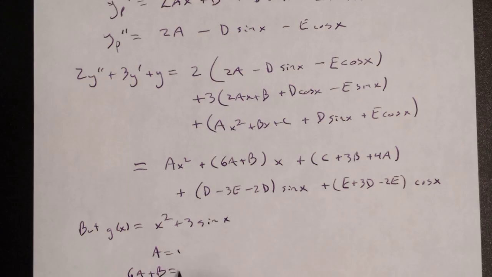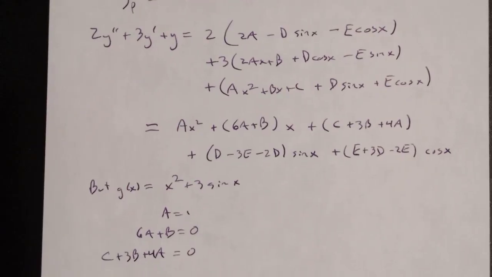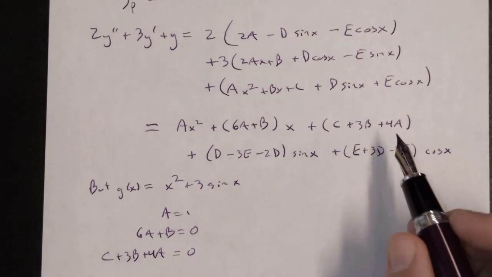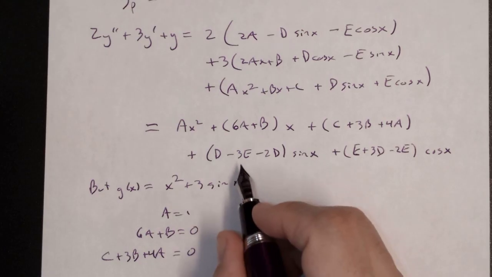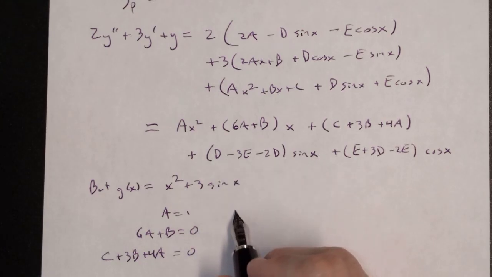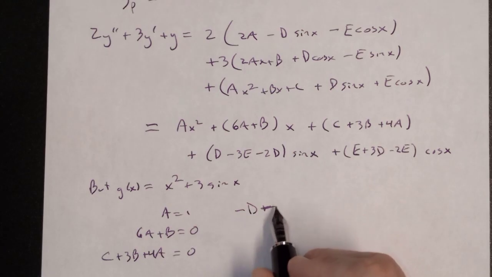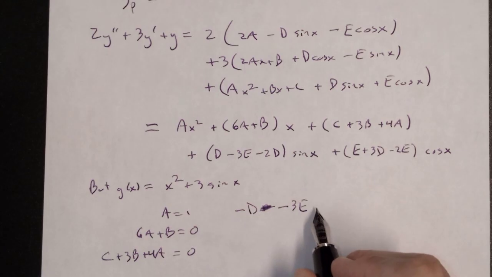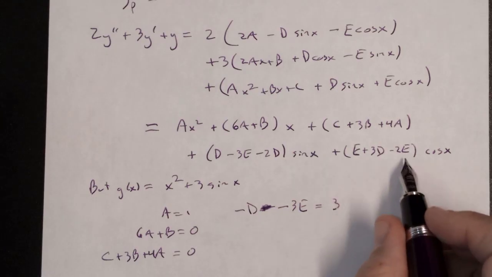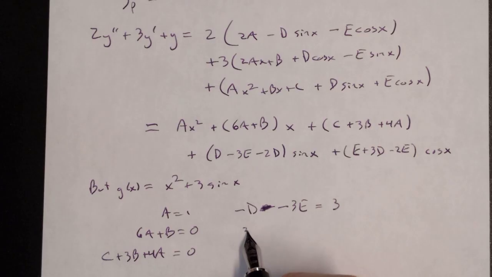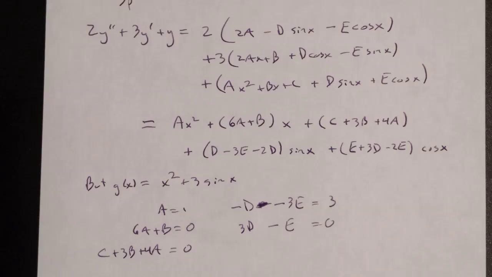6a plus b is equal to 0. C plus 3b plus 4a is equal to 0, because those are the coefficients of all the polynomial terms. And then sine x: minus d minus, that should be a minus sign, 3e is equal to 3, and 3d minus e is equal to 0, because there's no cosines. Can you solve for B, C, D, and E?